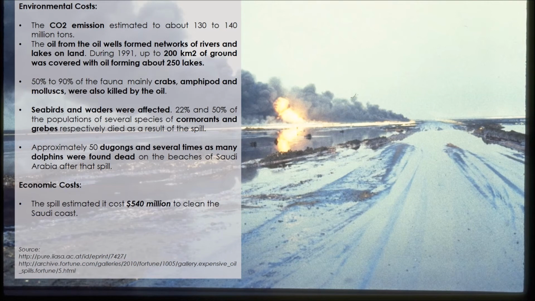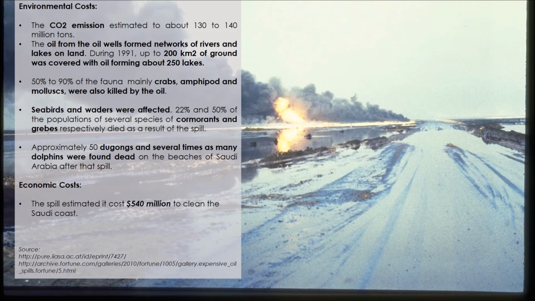Seabirds and waders were also affected. About 22% and 50% of various species of cormorants and grebes died, and approximately 50 dugongs and dolphins were found dead on the beaches. The estimated economic loss of the oil spill was about 550 million US dollars.